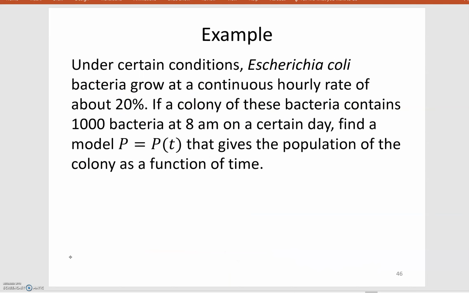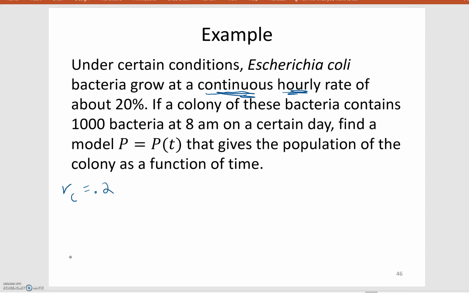Okay, let's look at an example where we do something with this. Under certain conditions, Escherichia coli, which is E. coli bacteria, grow at a continuous hourly rate of about 20%. So there's that word, continuous. And this is a continuous hourly rate, 20%. So that means r sub c is 0.2. If a colony of these bacteria contains 1,000 at 8 a.m. on a certain day, find a model that gives the population of the colony as a function of time.